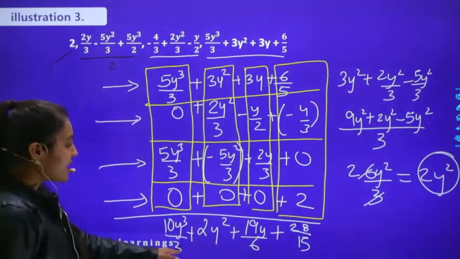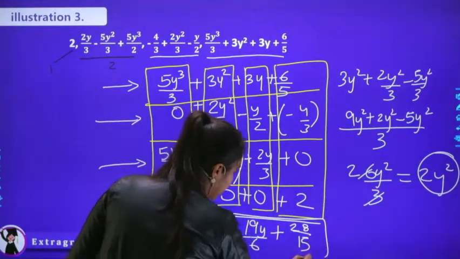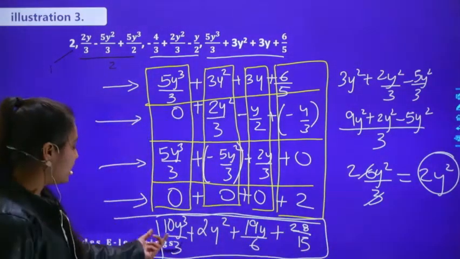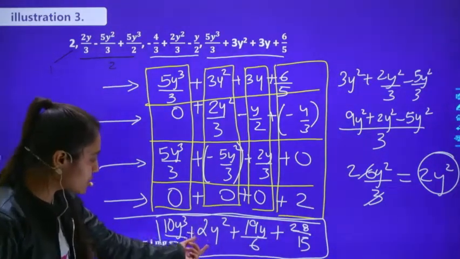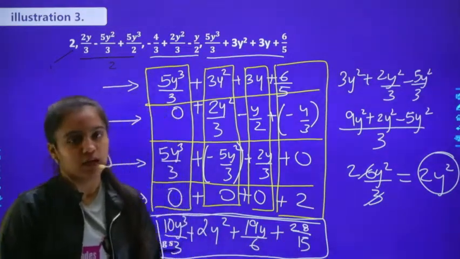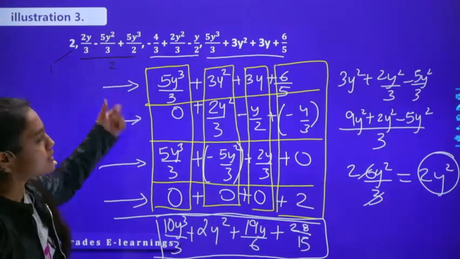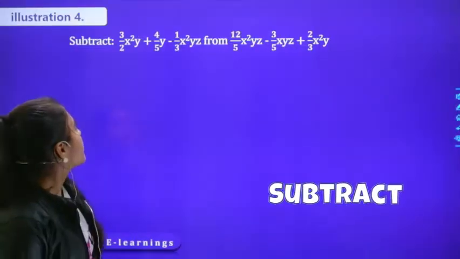So the finalized algebraic expression is this. By adding all the like terms together, we get 10y cube upon 3 plus 2y square plus 19y upon 6 plus 28 upon 15. So this is the finalized algebraic expression, and this is the method to solve this particular question. Next.